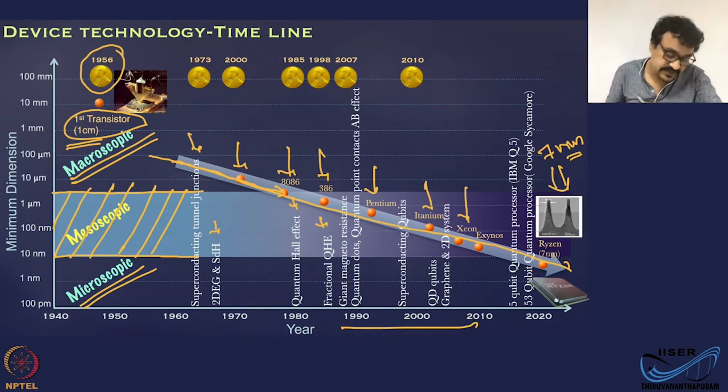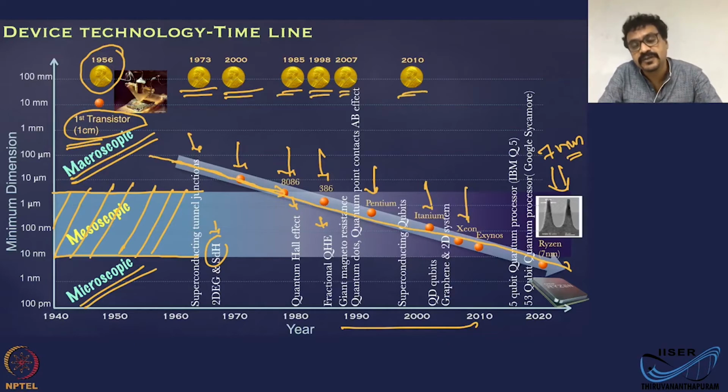Superconducting tunnel junctions, two-dimensional electron gas, two-dimensional electron system. SDH means Shubnikov-de Haas oscillation, quantum Hall effects, fractional quantum Hall effect, GMR, giant magnetoresistance. Almost all of these were considered major inventions in the field of physics, and all of them were awarded the Nobel Prize also.